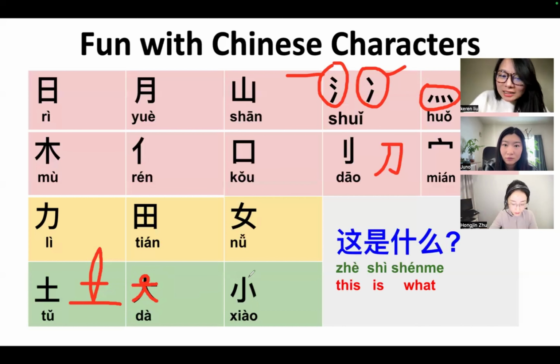And then I will ask students, 为什么小是 small? They will give me all kinds of answers. They will say, oh, because it looks like an arrow. It's getting smaller and smaller. They will give me all kinds of answers.